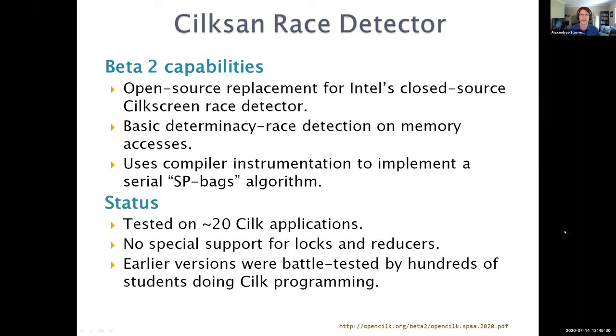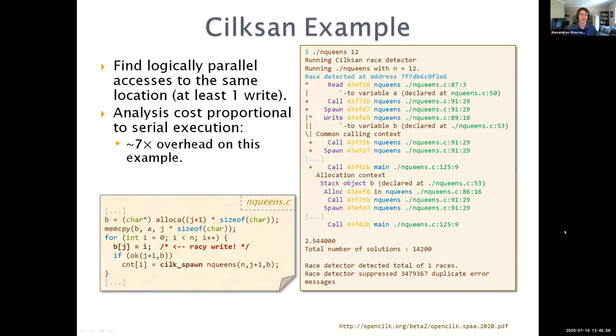So far, the Cilksan race detector has been tested in its current version on about 20 Cilk applications, and does not yet include any special support for accesses via locks and reducer hyperobjects. And as part of the classes on Cilk programming that TB mentioned earlier, earlier versions of Cilksan have been battle tested by hundreds of students doing Cilk programming as part of their coursework. Next slide, please. So here's a brief example of what the output looks like when someone is using Cilksan.